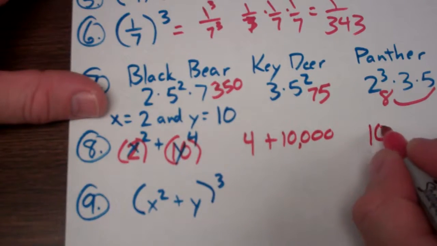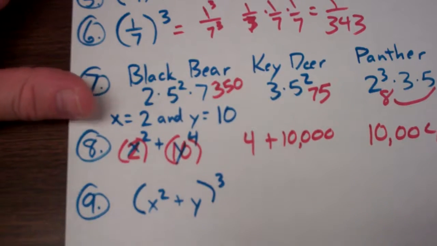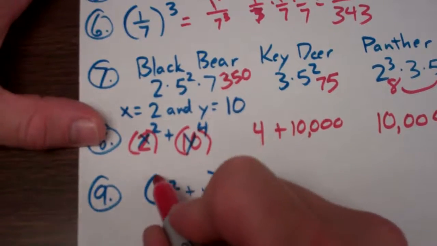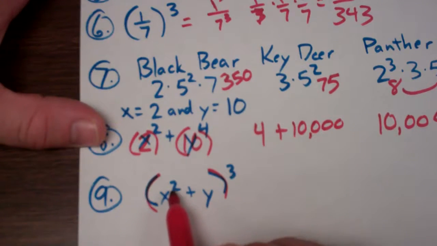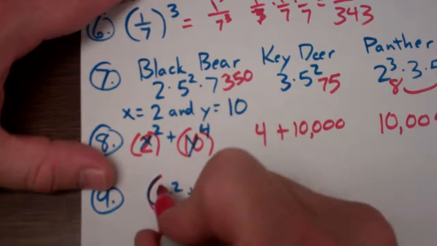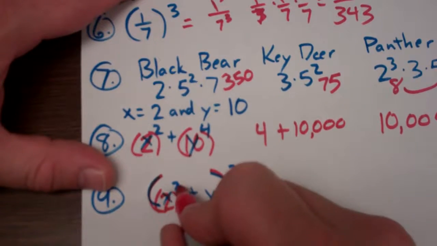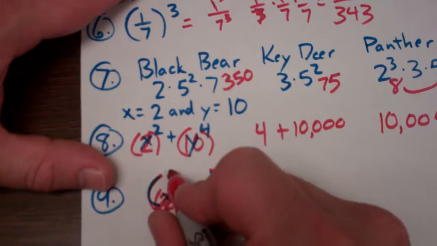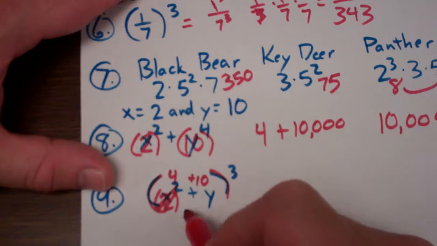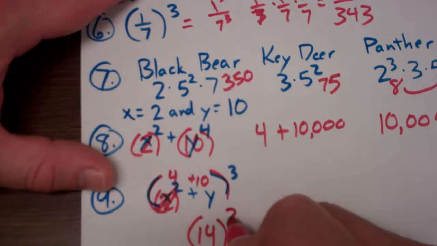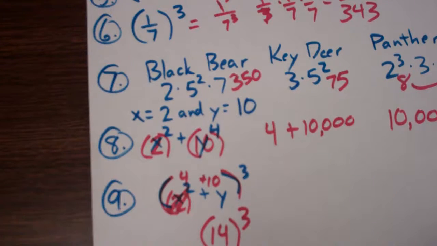and I get 10,004. Next one, order of operations says I'm going to do my grouping symbol first. Inside my grouping symbol, I'm going to look for grouping symbols. Then I'm going to move on to exponents. So x squared, remember x was 2. So 2 squared, 2 times itself is 4. Plus 10. 4 plus 10 is 14. And finally, I have 14 cubed, or 14 times 14 times 14. Well, 14 times 14 is 196. Times 14 is 2,744.